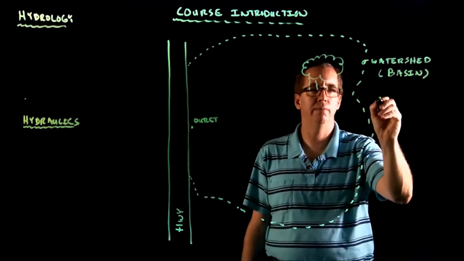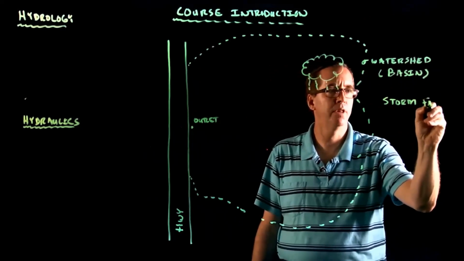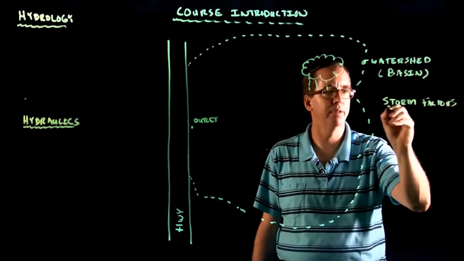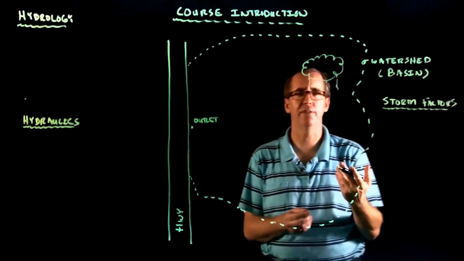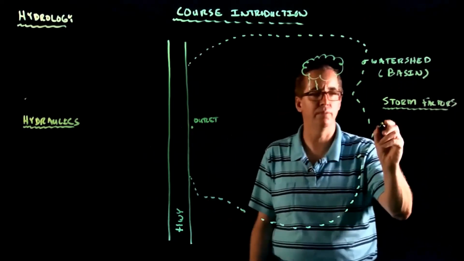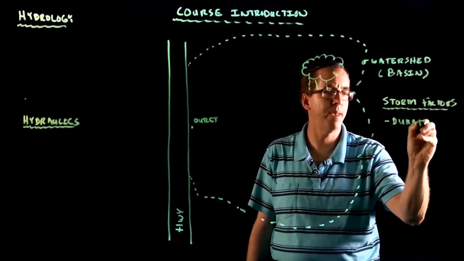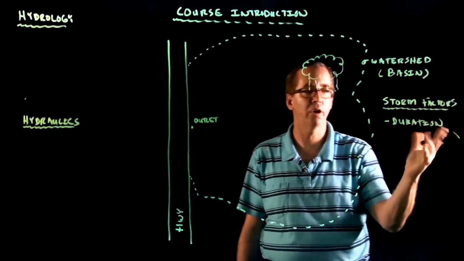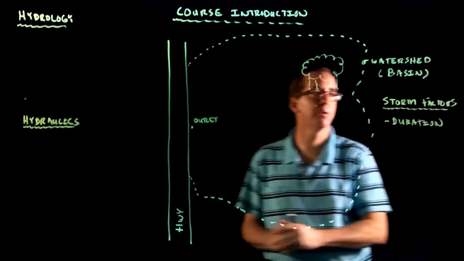Now, talking about rain, there are lots of different factors that influence or characterize the precipitation. The first thing we need to talk about is the duration. Is this a storm that's a matter of minutes, or are we talking about a storm that lasts hours?